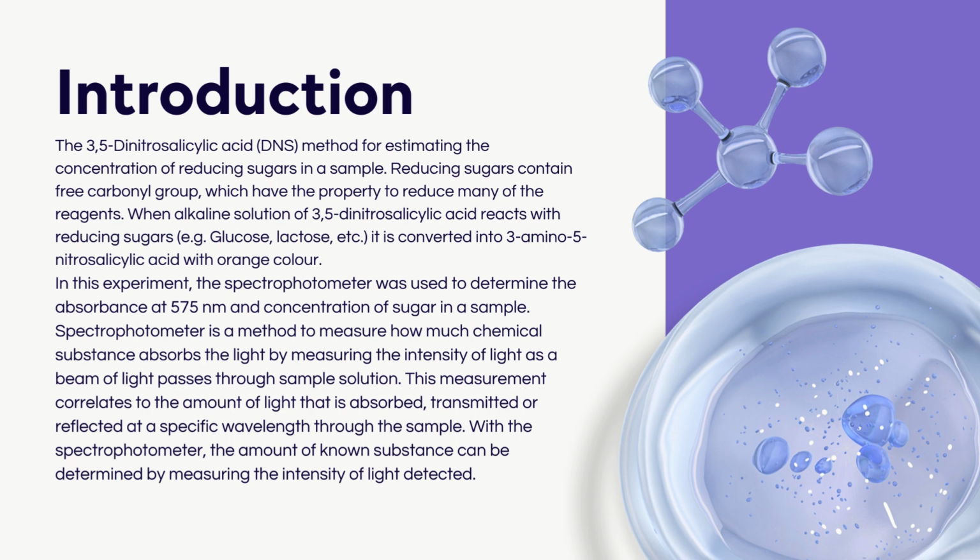In this experiment, the spectrophotometer was used to determine the absorbance at 575 nanometers and the concentration of sugar in a sample. A spectrophotometer is a method to measure how much a chemical substance absorbs light by measuring the intensity of light as a beam of light passes through the sample solution. This measurement correlates to the amount of light that is absorbed, transmitted, or reflected at a specific wavelength through the sample. With the spectrophotometer, the amount of a known substance can be determined by measuring the intensity of light detected.